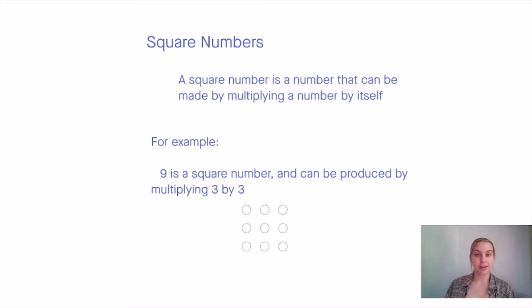The example that I've given here is that 9 is a square number, and that's because it can be created by squaring 3. So 9 is a square number because 3 times 3 gives you 9. And you can see that if you draw out 3 dots 3 times, you can make a square because it's the same length across as it is down, which is why it's called a square number.